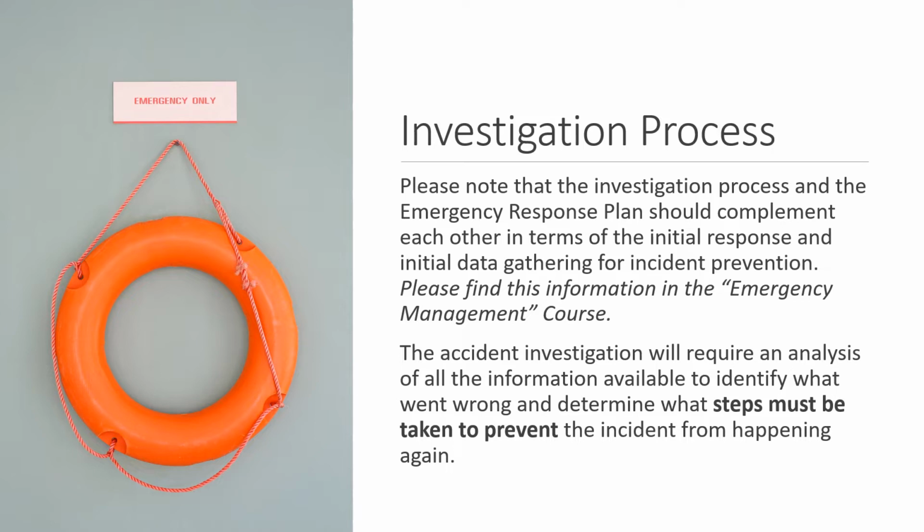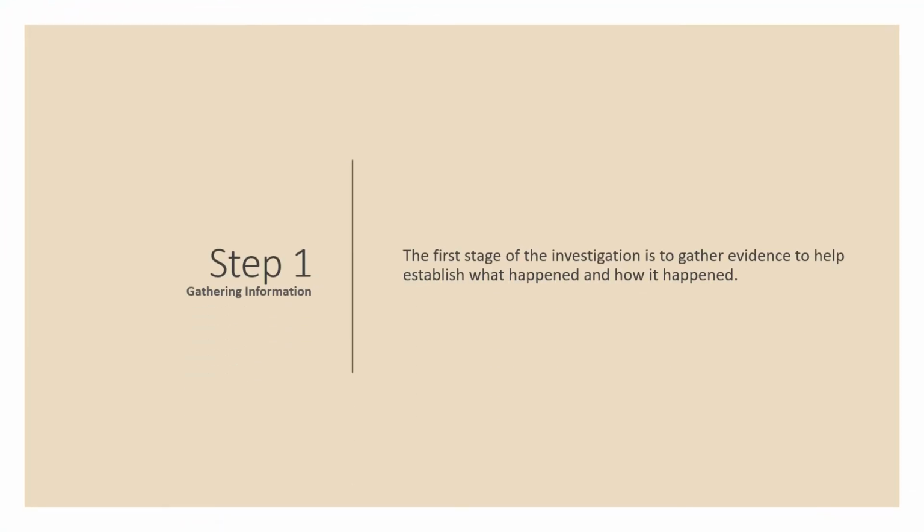The accident investigation will require an analysis of all the information available to identify what went wrong and determine the steps that must be taken to prevent the incident from happening again. The first step is gathering information. The first stage of the investigation is to gather evidence to help establish what happened and how it happened.